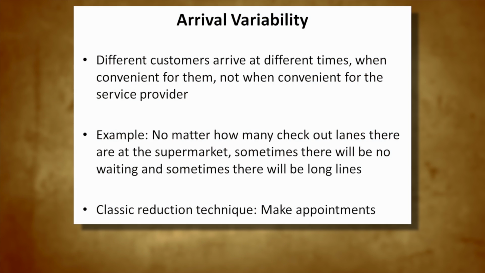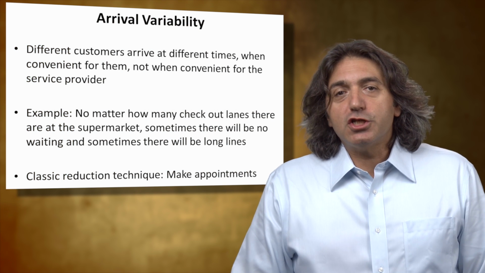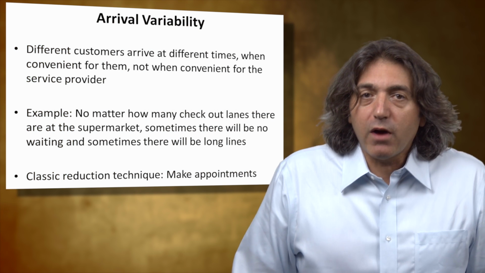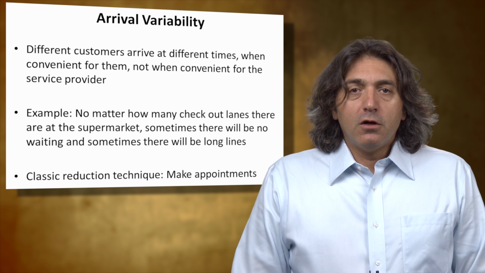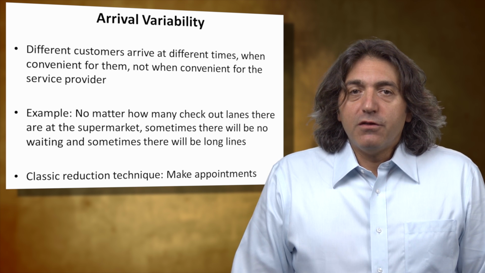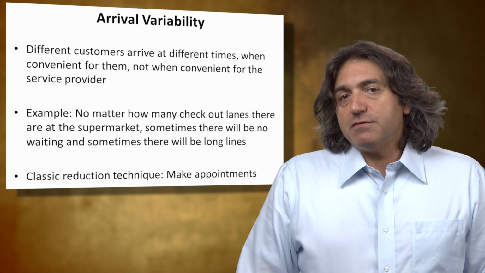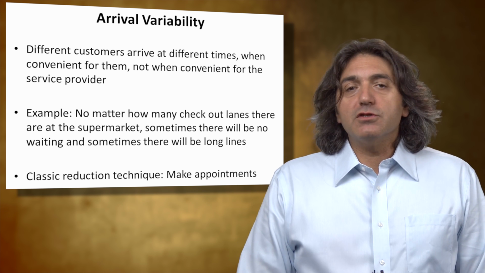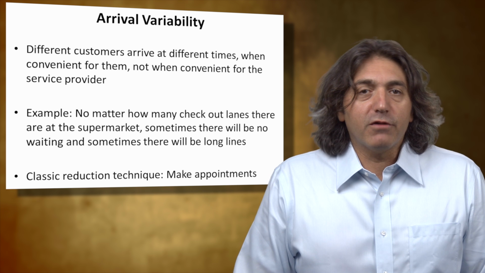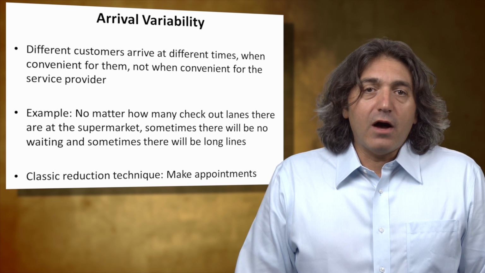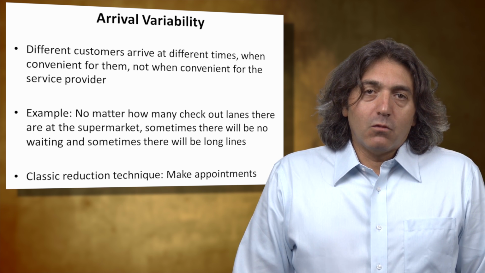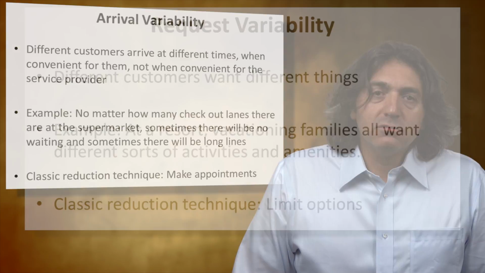Arrival variability. Different customers arrive at different times. The supermarket may be empty at 10 a.m., but everyone may go there at 6 p.m. after work anyway. It would be great if folks would just show up when it was convenient for the store rather than when it was convenient for them. No matter how many checkout lanes are open, there may be a line at busy times. That's just the way it is. Some types of service businesses, like restaurants or doctors, manage arrival variability by requiring reservations or appointments. Without one, you will certainly wait. With one, you may wait less.